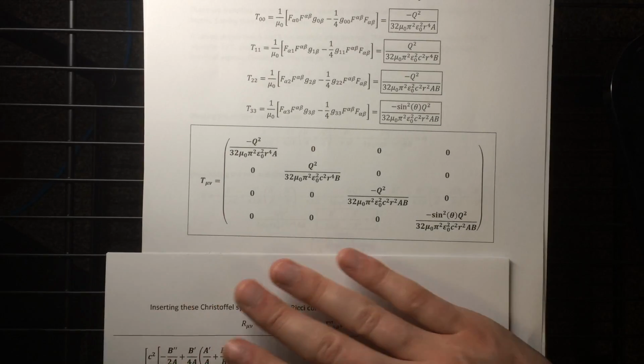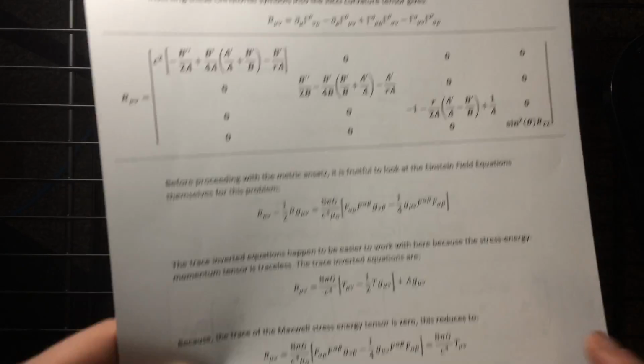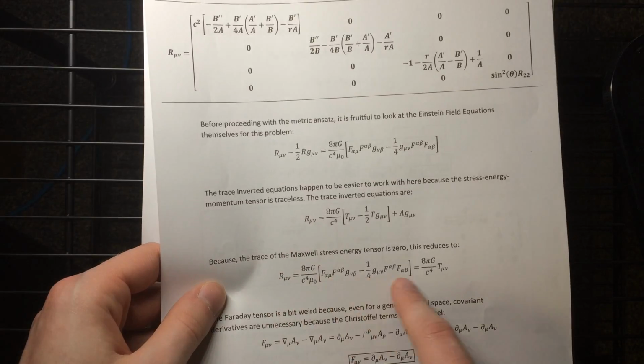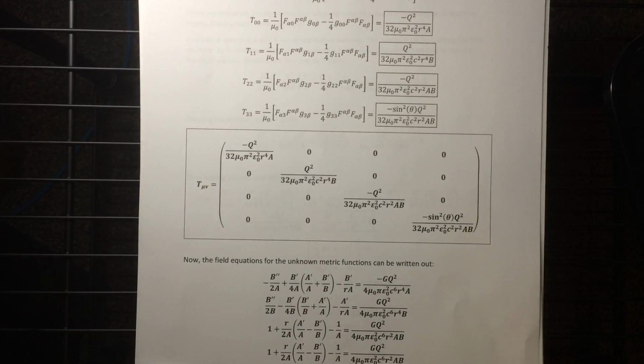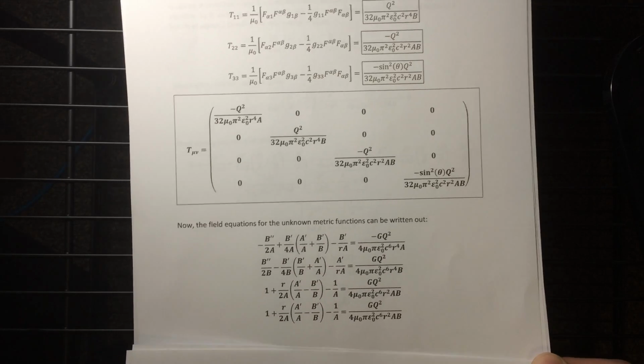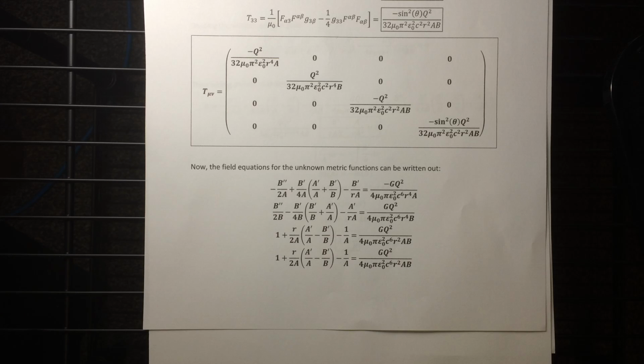So now, because we've got the stress energy momentum tensor and the Ricci tensor, and we know the field equations that we're solving are just these, we've got enough to write out the equations for the unknown metric functions. When we do that by equating those two sides of the equations, we get those four equations there. So then these are the ones we're actually solving. These are the ones we need to solve to actually construct the Reissner-Nordstrom metric.